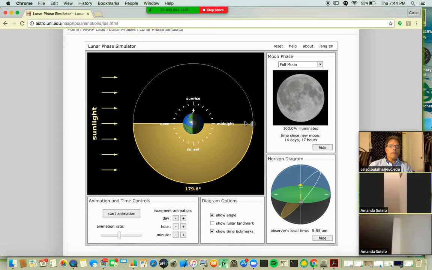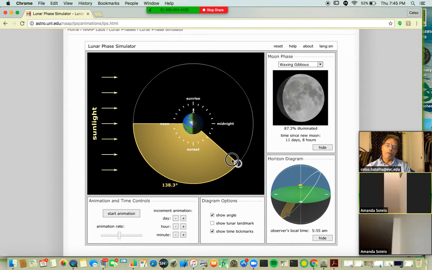So these are basic features in this lunar phase simulator. It helps a lot to better understand phases and why they change. For instance, in the exercise that I'm giving to you guys, you are supposed to go to Stellarium and find the moon on September 6 at 8 p.m. At 8 p.m., you have to find out which phase the moon is.